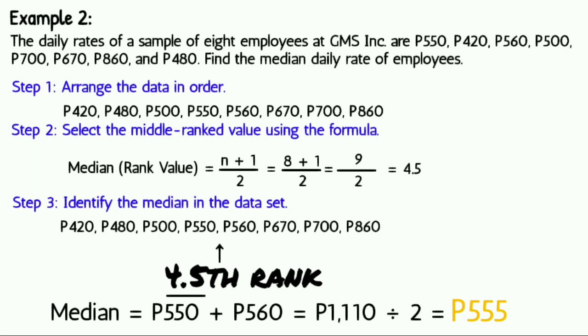If you notice, we have no problem if our n is odd, because there's no need for us to get the average of the two middle rank values. But if our n is even, we first get the median or the rank value, then we average the two middle rank values by dividing by 2. Do not forget the rules for the median. If n is odd, the median is the middle ranked value, while if n is even, then the median is the average of the two middle ranked values.